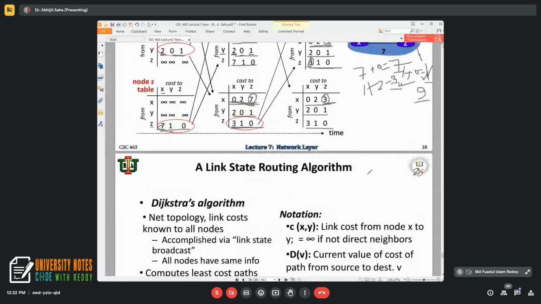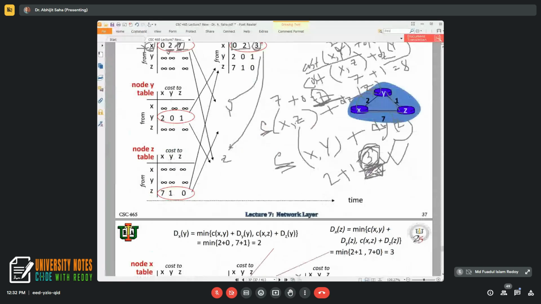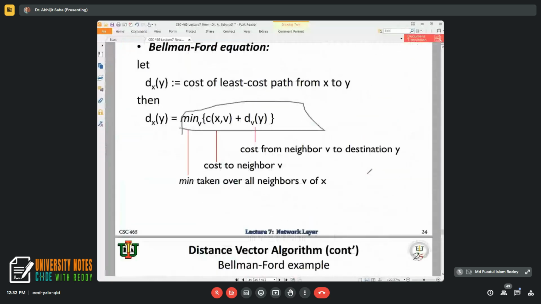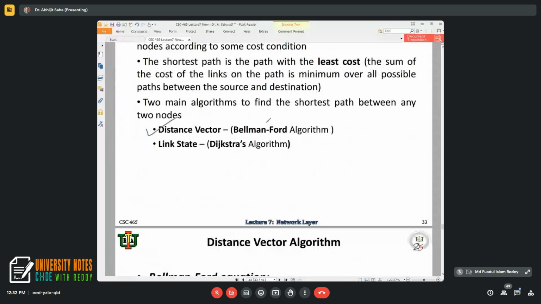We have already discussed the link state routing algorithm. The two algorithms that we have discussed are distance vector, the Bellman-Ford algorithm, and link state, the Dijkstra algorithm. These are the algorithms we have covered. I said that in the midterm there is going to be a problem from these two algorithms. One problem is going to be asked. Okay, clear.